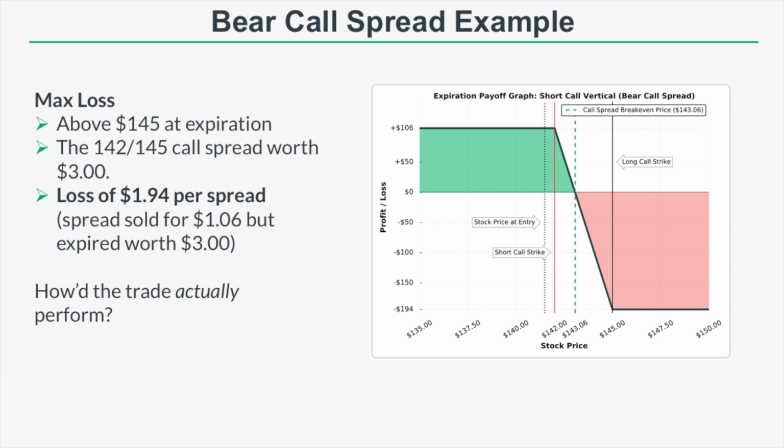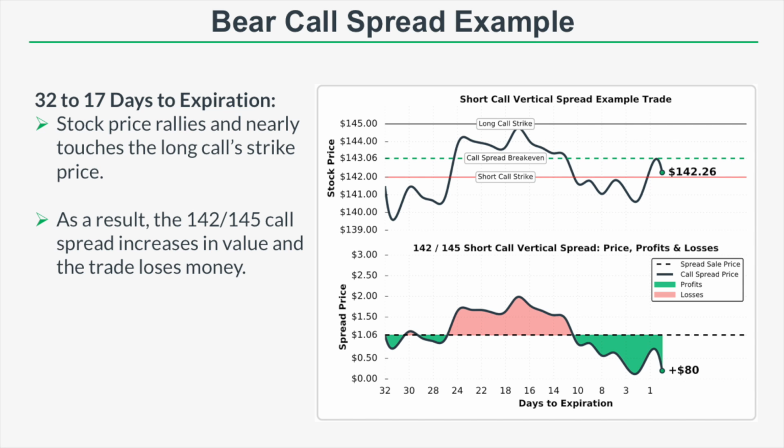So now that we've talked about the expiration payoff diagram, let's go ahead and actually see how this trade performed as the stock price was changing over time. So on the right hand side here, we're looking at a chart of the stock price and the price of the spread over time. So on the top part of this graph, we see the changes in the stock price relative to our call strikes. And in the bottom part of the graph, we can see the price fluctuations of this short call spread.